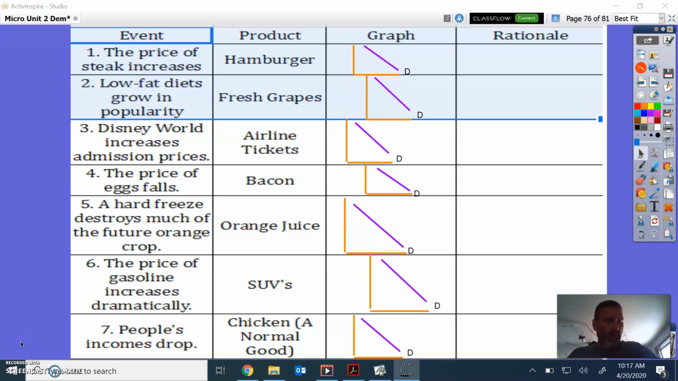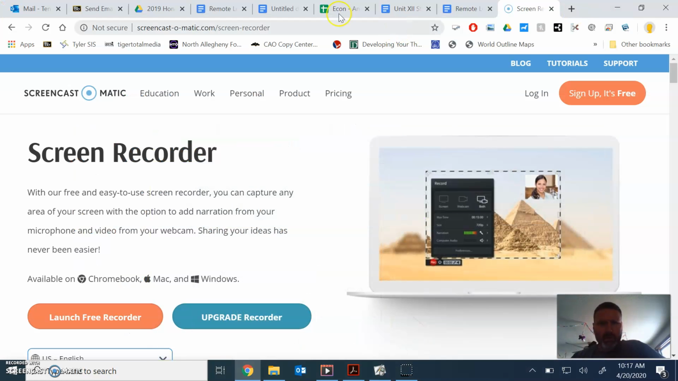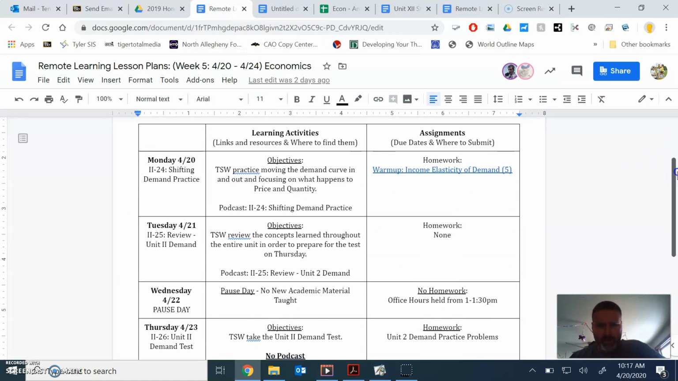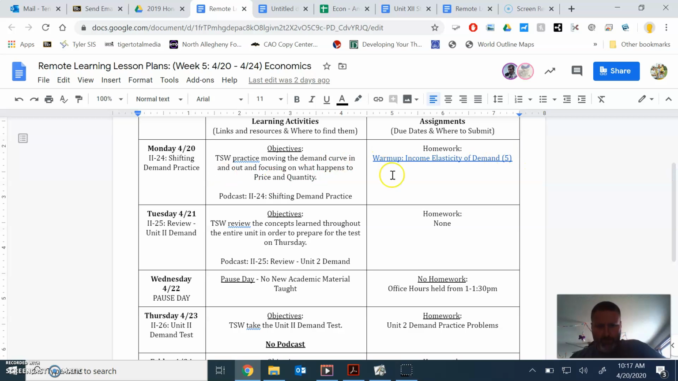Monday the 20th, podcast on practice shifting demand because we got a test this week. Bam! A test. So, the schedule will look like as follows. Make sure we're clear here. Econ lesson plans, right? So, warm-ups on income elasticity of demand. Make sure you guys do that. Tomorrow we're going to review. I have a couple of review activities for you. Wednesday is that pause day, so if you have any questions, hit me up during office hours, 1 to 1:30, and then Thursday we're going to take the test.